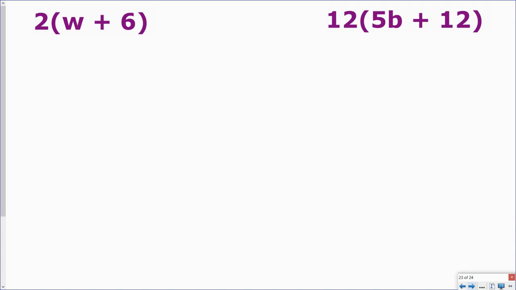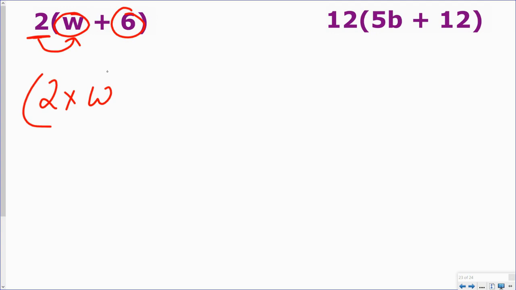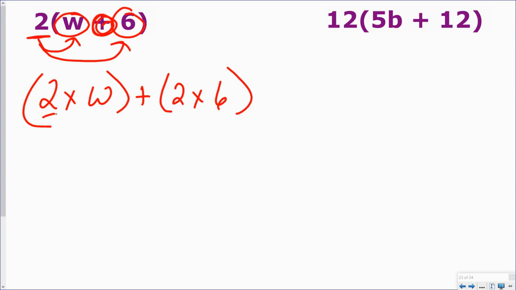So now we have this problem here. Again, going to distribute the 2 to everything inside the parentheses. So I take 2 and multiply it by w. And then again, I'm adding. And then I would take 2 and multiply it by 6. So in this case, it would be 2 times 1 because I just have a w. So that would be 2w plus 2 multiplied by 6 would give me 12.